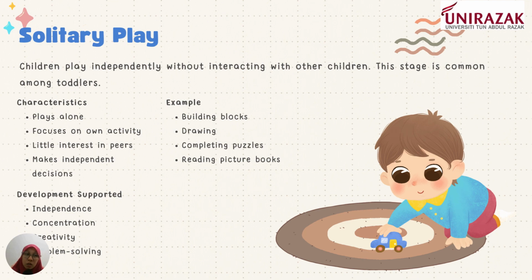Basically, in this stage, the child really focuses on what they are doing by themselves. They might not even notice what the other children are doing around them because they are busy with their own choices, their own toys and their own play. Examples of solitary play include building blocks, drawing pictures or even reading a book. This activity clearly shows us that children are doing something with a purpose.